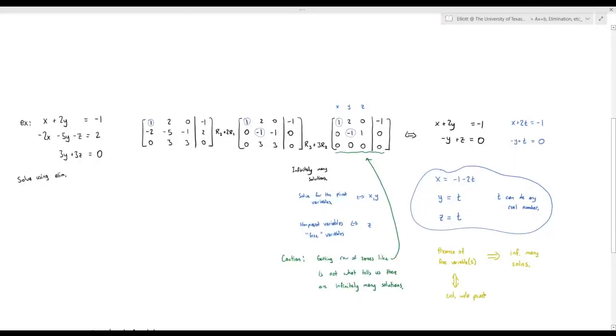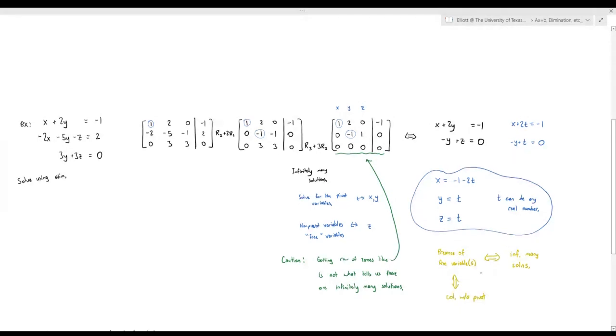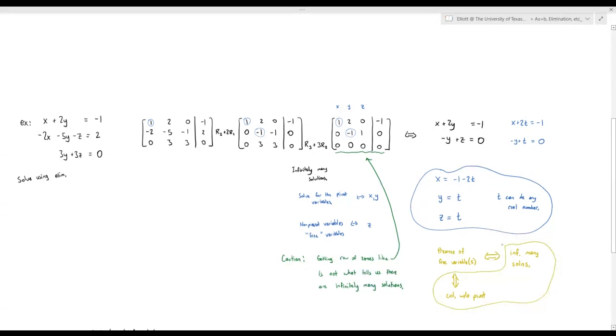Okay. So if you have a column without a pivot, that means you'll have a non-pivot variable. So then you'll have these free variables, and therefore you have infinitely many solutions. So the big thing then is if you end up with a column that's missing a pivot, that tells you that you have infinitely many solutions, not a row of zeros. Okay.